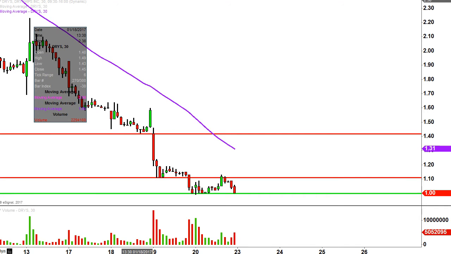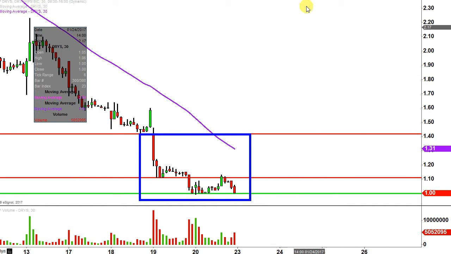Real quick, what do I mean by 30-minute in case maybe you're new to charts? Instead of each one of these candlesticks here representing one day's worth of price action, which is what you would normally see, each one represents 30 minutes. So while this here may look like a couple weeks worth of time, it's actually just the past couple of days broken down into 30-minute time slices.